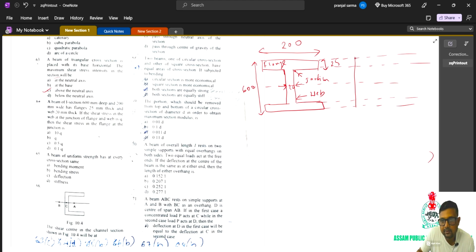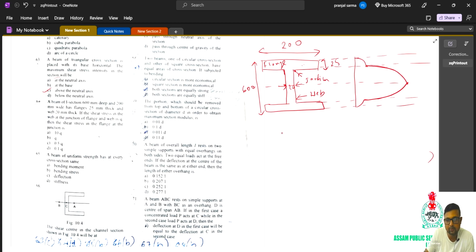If I draw it, it will be something like this. Clearly you can see the maximum is at the center, at the neutral axis. And this is the junction. At the flange part of the junction, the shear stress is less than at the web part of the junction. You see the web part, what is happening? Suddenly the shear stress is increasing at the web part, but at the flange part, the shear stress is less.